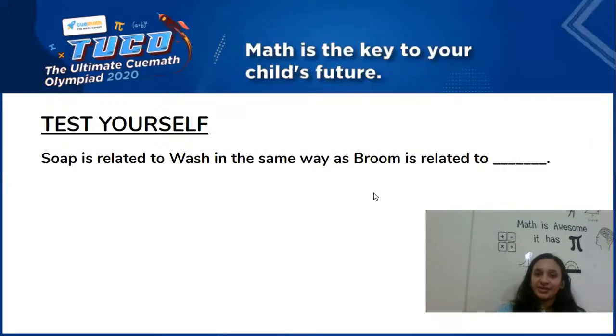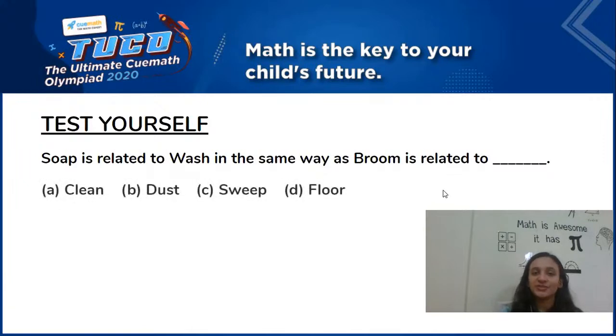So before we start with today's actual masterclass, before we dive into that, here is a test for yourself which says soap is related to wash in the same way as broom is related to dash. So there is a certain action which is related to soap. That is, a soap is basically used for washing. And the same way broom is related to what? So there is a certain action which is related to broom, just as soap is related to wash. So that is what you have to answer.